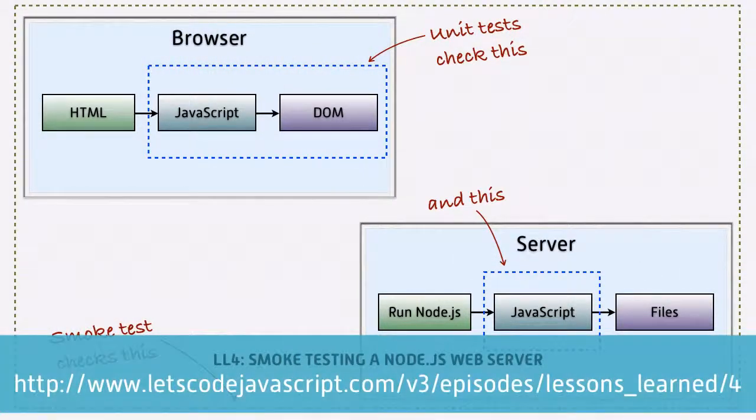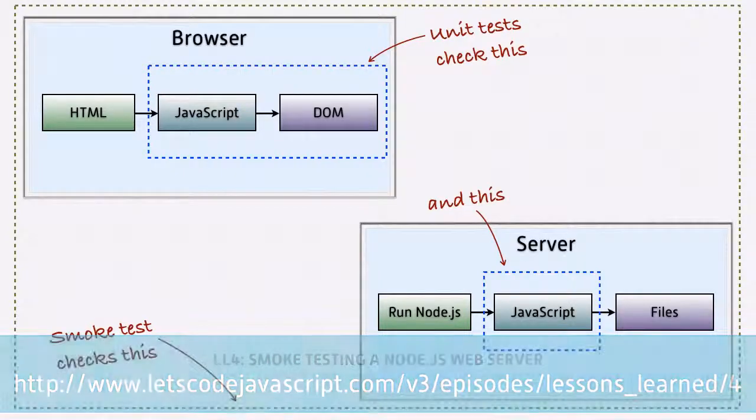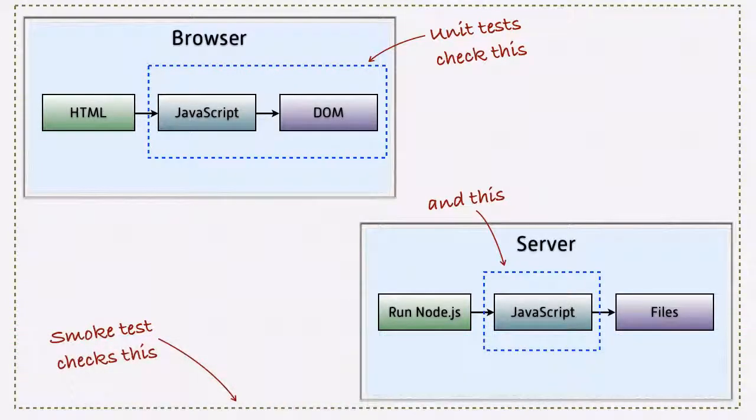Now do check out Lessons Learned number 4. We go through smoke testing in more detail and we talk all about how to do smoke testing of the server. Now in this episode, we're going to look at the client. And in order to do that, we're going to need some way to simulate the browser. That's where PhantomJS comes in.